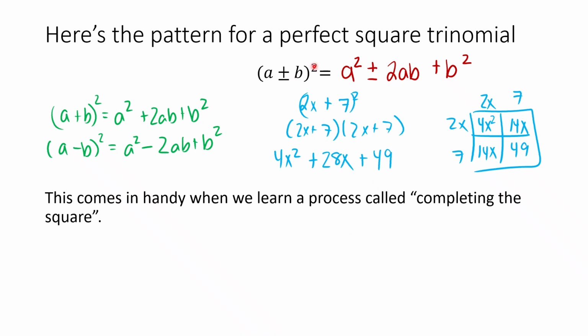And if you want to take a shortcut with that formula, you can. I actually don't recommend that. I think it's better to just do it out. But what is maybe helpful is to just recognize this thing called a perfect square trinomial. And as you can see on the screen, this comes in handy when we learn a process called completing the square. So just to be familiar with that special case.